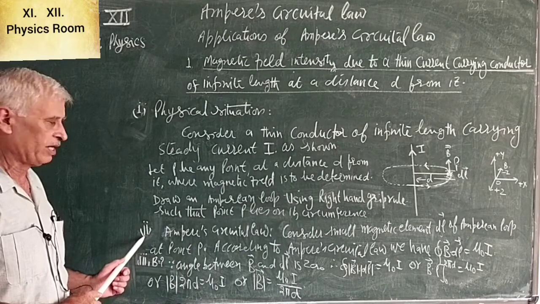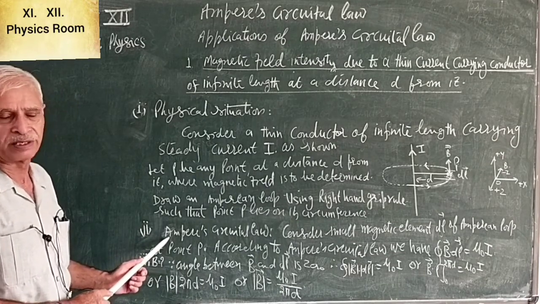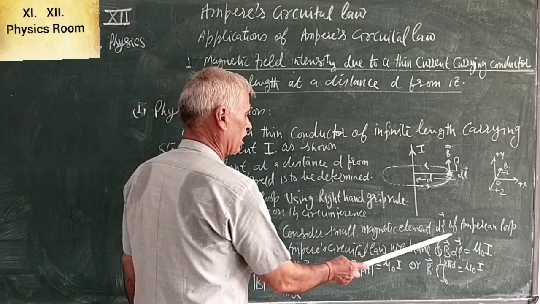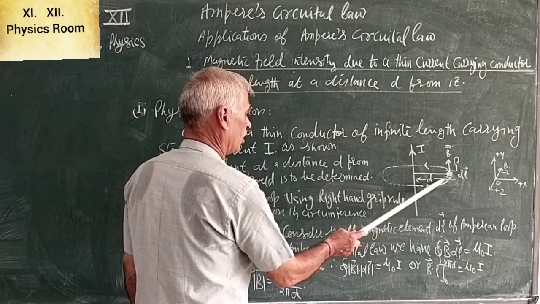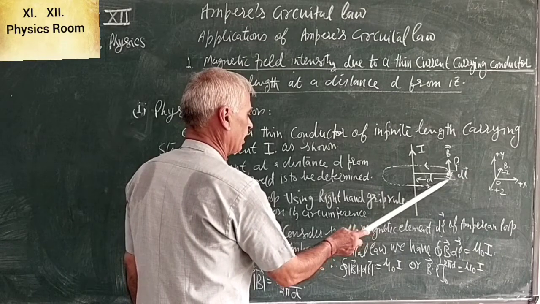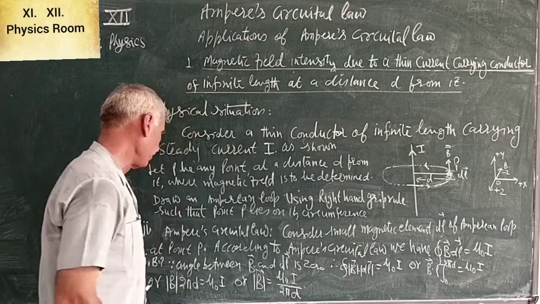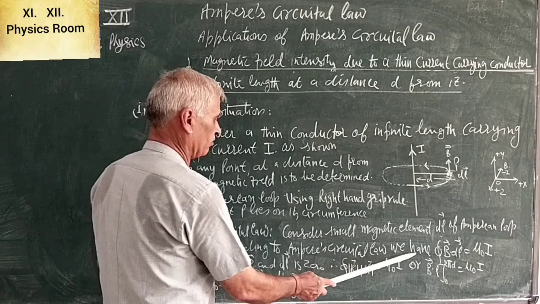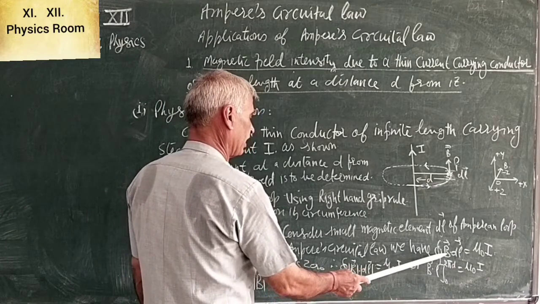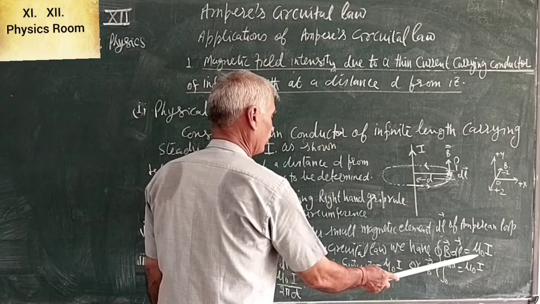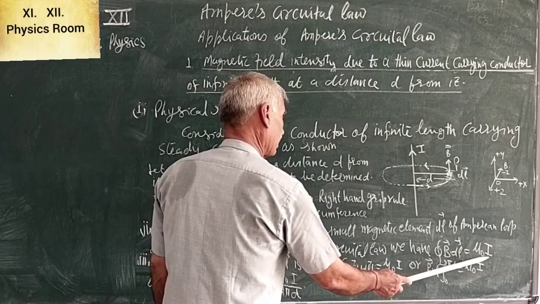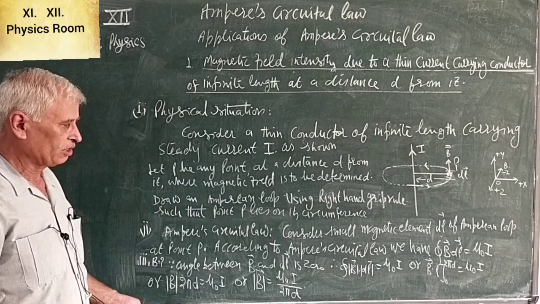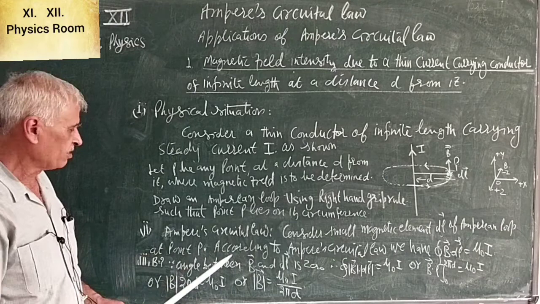Now we come to the second point, Ampere's circuital law. Consider a small magnetic element dl of the Amperian loop at point P. According to Ampere's circuital law, the line integral of magnetic field over the whole loop is equal to mu 0 times the conduction current, that is, the current carried by the conductor. So this is Ampere's circuital law, and it is applicable in this situation.